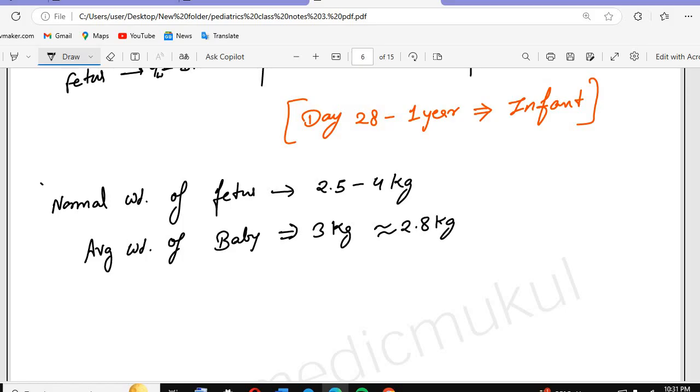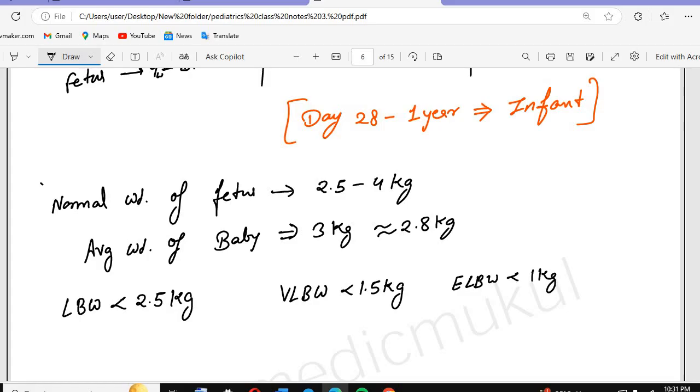Then there are three conditions that arise here. What are these three conditions? We have the low birth weight baby, which means the baby weighs less than 2.5 kg. The very low birth weight baby means the baby weighs less than 1.5 kg. And the extremely low birth weight baby means the baby weighs less than 1 kg.